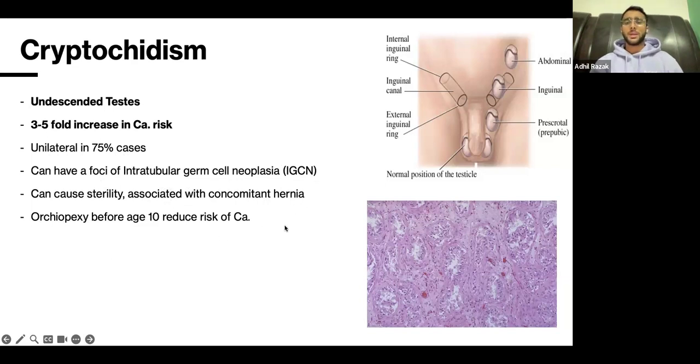And if the patient has any abdominal trauma while the testes are still undescended, it could make the patient unstable. So direct trauma to it is also very risky. What's recommended for a patient with cryptorchidism is orchiopexy, where you pretty much pull it out and place it right, before the age of 10 to reduce the risk for cancer. And it's pretty much damage control.